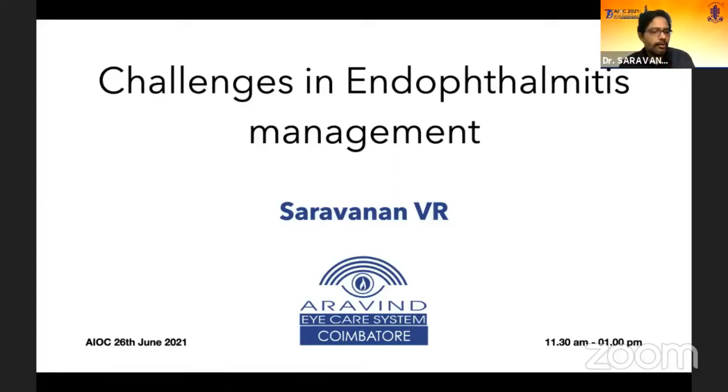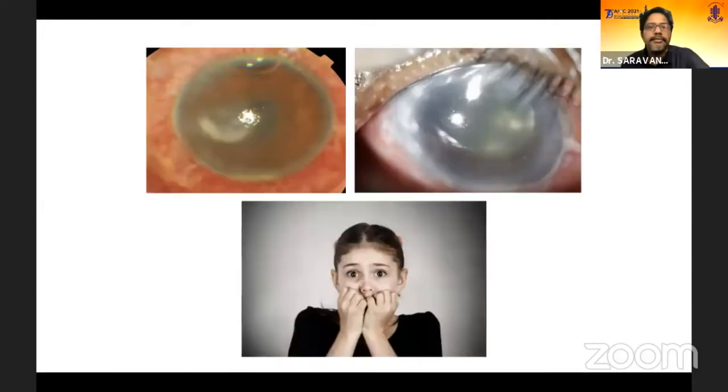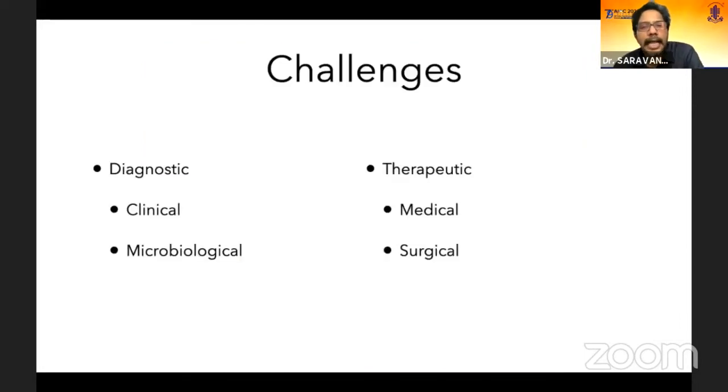Yeah, mainly we'll be talking about the various challenges when you see a case of your own surgery, or a post trauma, or even endogenous. When you have some patients sitting like this in your clinic, the first thing is you are totally at a loss of how to proceed with these cases, especially if it's your own post-operative case. Your heart rate goes up, BP goes up, and so what are the challenges we face?